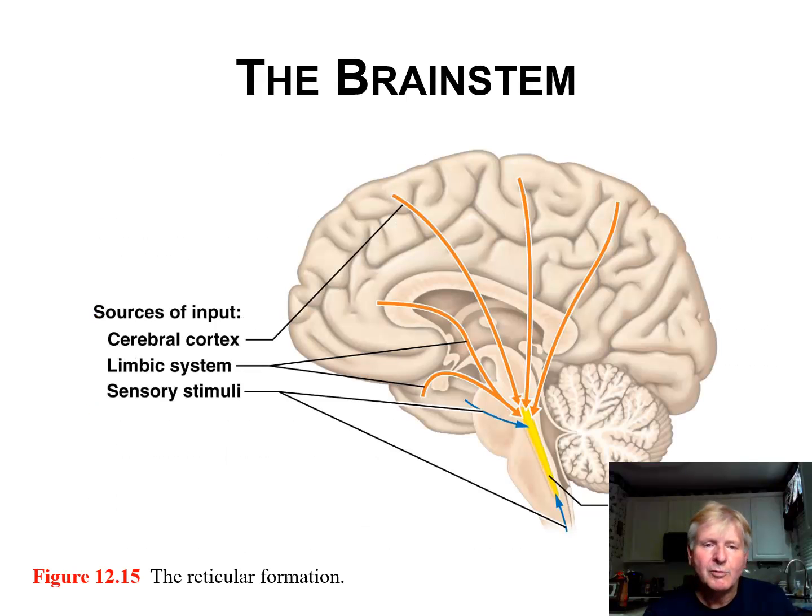So this basically reveals the sources of input from the cerebral cortex, as well as the limbic system, shown by the orange fibers, and then the sensory stimuli input into the reticular formation and the sensory information from the lower body. So these are all the different sources of input into the reticular formation.